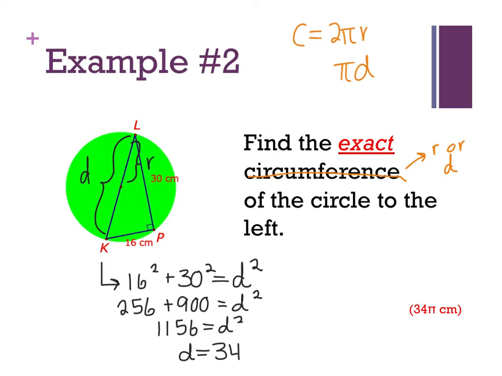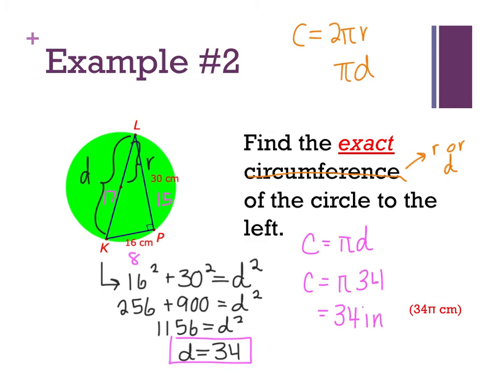If you did Pythagorean triples, which you aren't required to do, this is an 8, 15, 17, where I took each side and doubled it, giving me an answer of 34. So now the circumference, I'm going to use pi times diameter. And the way I'm going to write this is instead of writing pi times 34, typically we write it as 34 pi, and then my units are in centimeters.